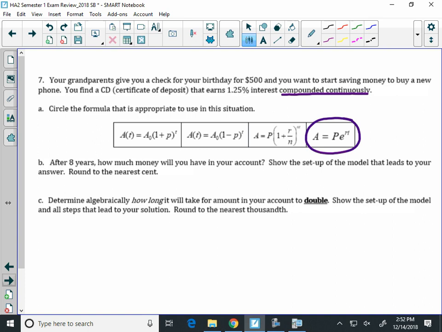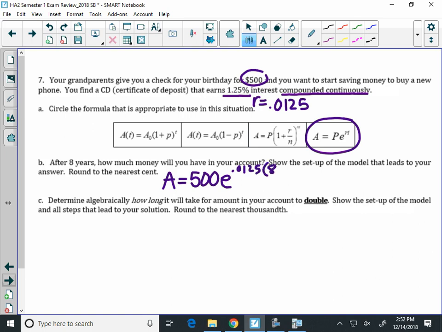We want to set up the equation to know after 8 years how much money you will have in your account. So we'll start with A equals. P is the principal, the starting amount that you got, which is $500. We have e. Now the r is the rate. The rate is 1.25, but that needs to be written as a decimal, so you're going to divide that by 100 to get 0.0125.